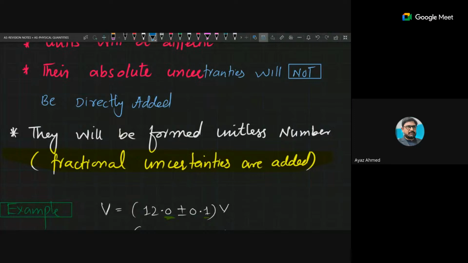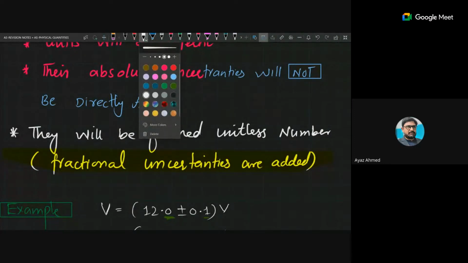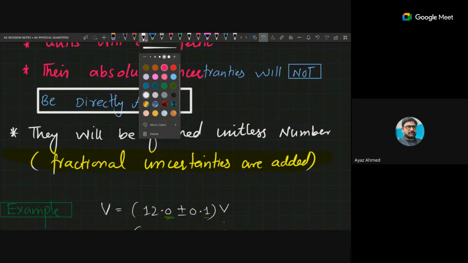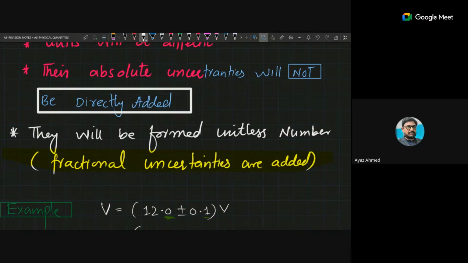So when we are having different physical quantities, there is a problem of their units. So what do we do? We provide a sort of fraction, or you can say a sort of absolute uncertainty, right? And their absolute uncertainties are then added. This is a very important thing.